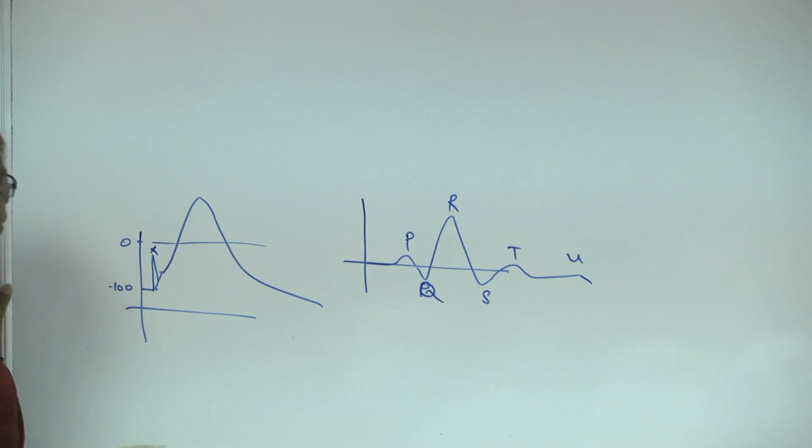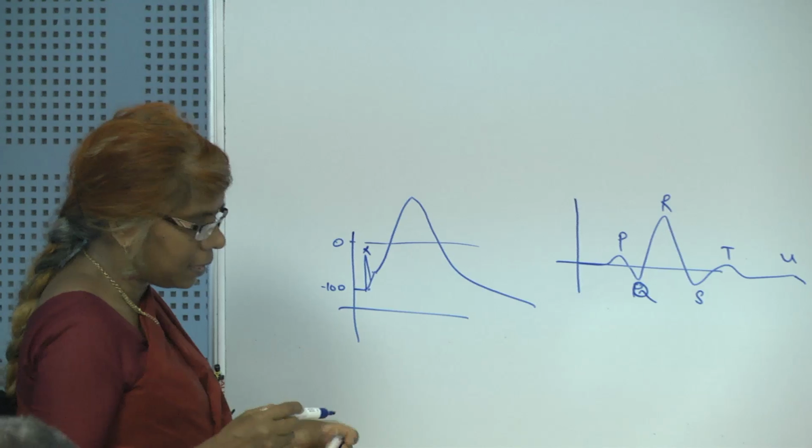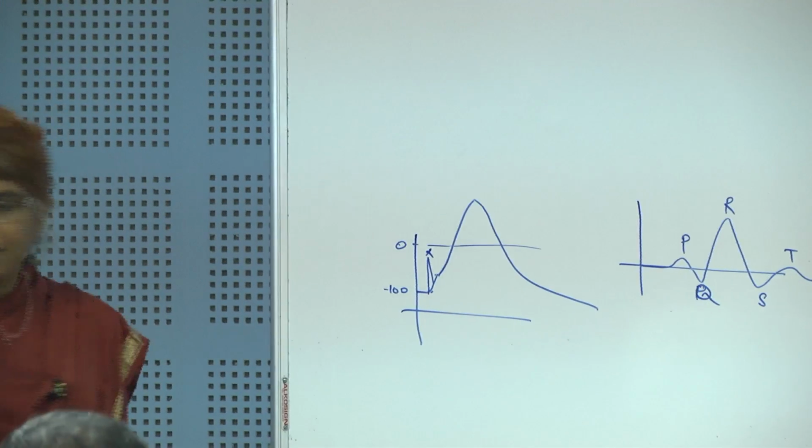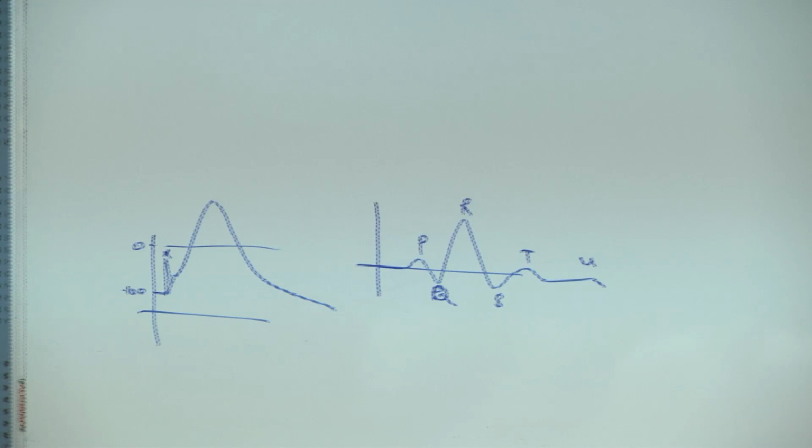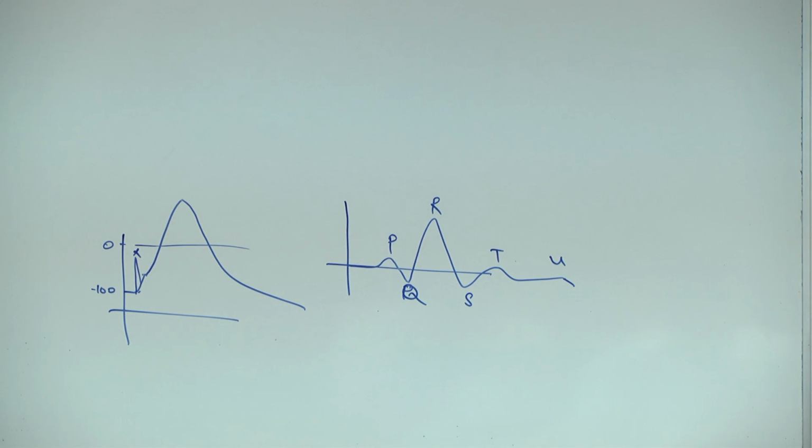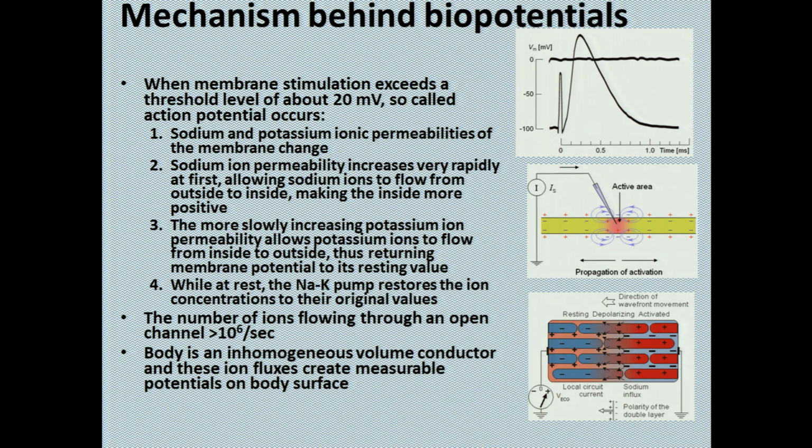This is not easily explainable, at least not by me. If you want, in one course the professor would let you ask any question, and that would be a good homework problem. Maybe I will follow his style. I will try to find out, you also find out, because the body won't react the same every time. The number of ions flowing through an open channel is more than 10 to the power 6, one million per second. The body is an inhomogeneous volume conductor, and these ion fluxes create measurable potentials on the body surface.